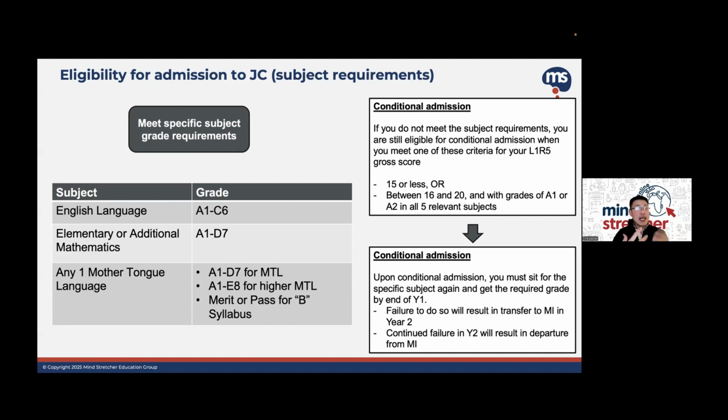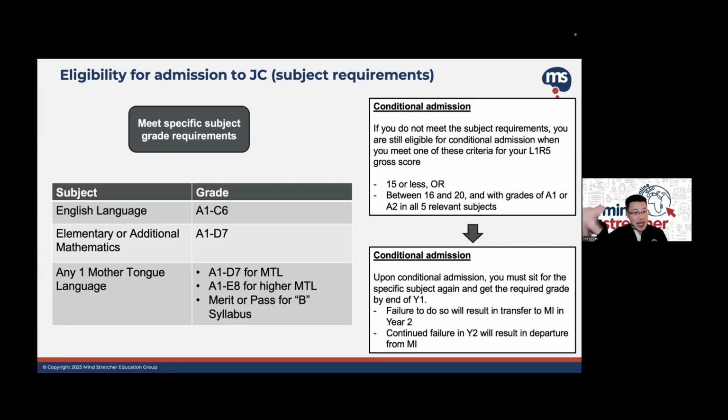In case you're wondering, if I do get in on a conditional basis, then what happens? Are there any conditions? Generally there are. If you get in on this conditional basis, at the end of J1 you will be expected to take the same paper that you missed the grade for. So let's say for English you got D7, you will be expected to take that again at the end of J1, together with the next O-level batch. And you must meet the grade, which means you must be C6 and better.